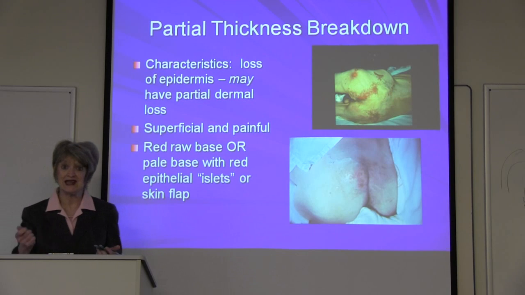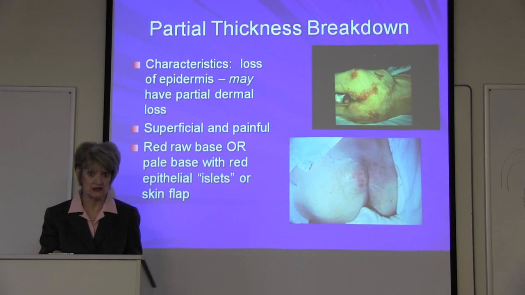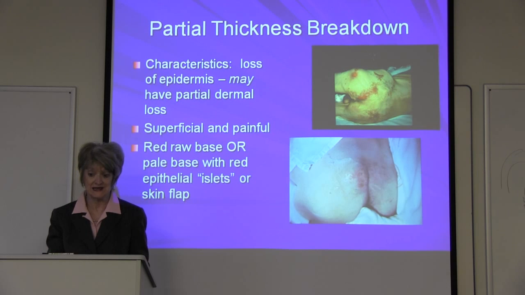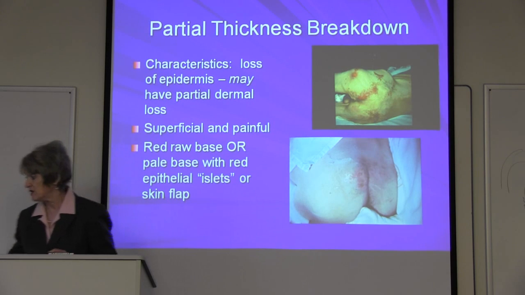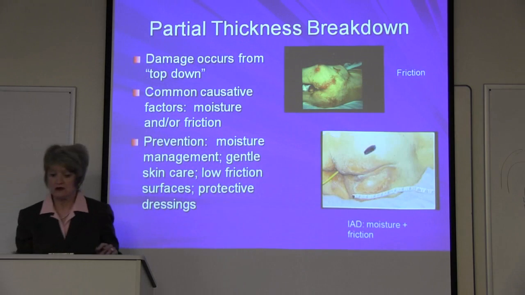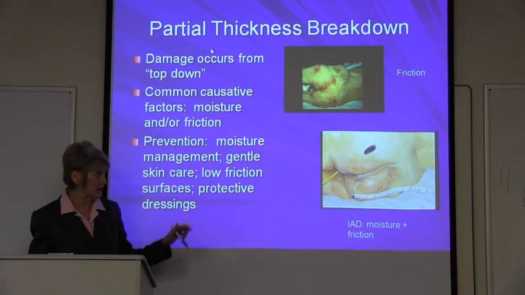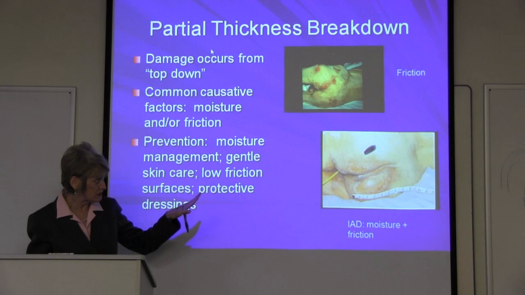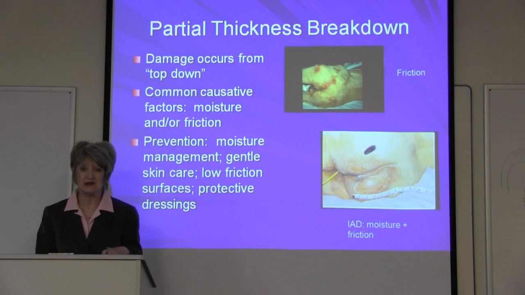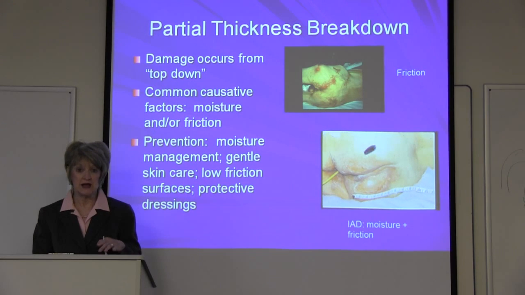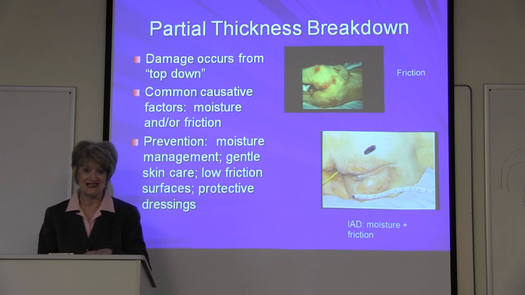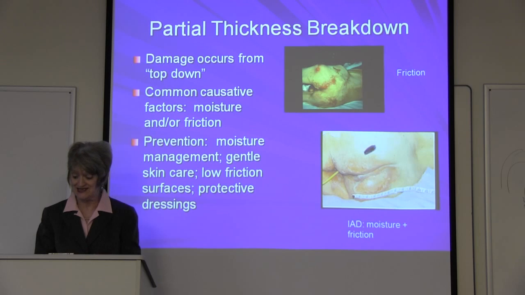Sometimes you have a skin flap. We'll talk about that in just a minute when you have a skin tear. And sometimes it'll look salmon colored. So here you see a wound that looks salmon colored. Again, very, very superficial, minimal depth. The reason it looks salmon colored is because the hair follicles are so close together that instead of presenting as a pale base with distinct red epithelial islets, instead it looks salmon colored.